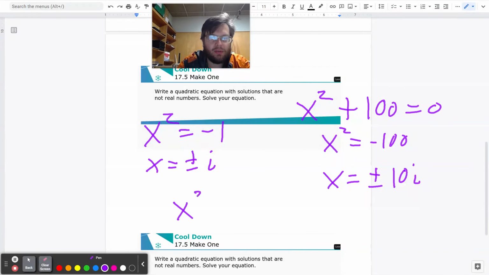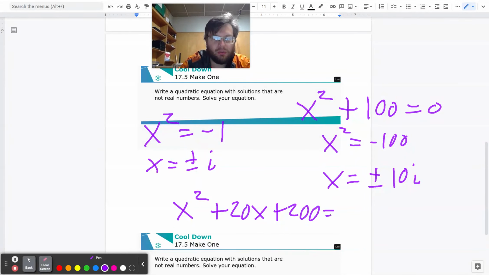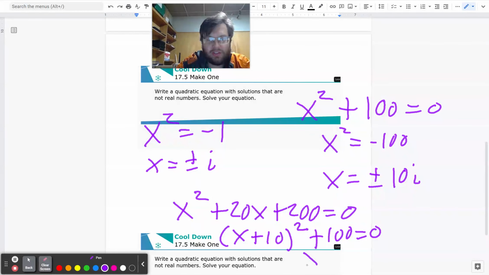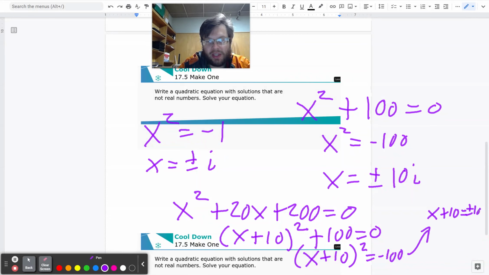Here's a slightly harder one, x squared plus 20x plus 200 equals 0. I know that's not going to have real solutions because if I complete the square, 10 squared is 100, 200 minus 100 is 100. And if I try to solve this, I have to take the square root of negative 100, which makes x plus 10 equals plus or minus 10i. So x equals negative 10 plus or minus 10i.